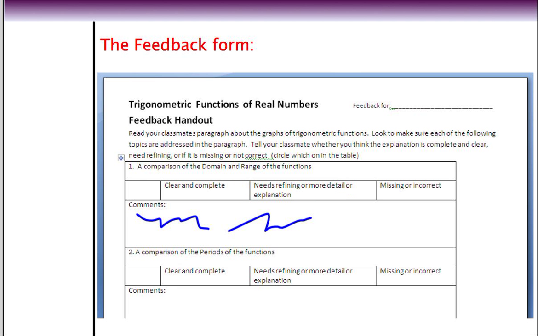Okay. When you turn this in, I want you to turn in your rough draft. I want you to hand in this feedback handout that somebody has filled in for you, at least one. And then I want you to turn in a revised draft.